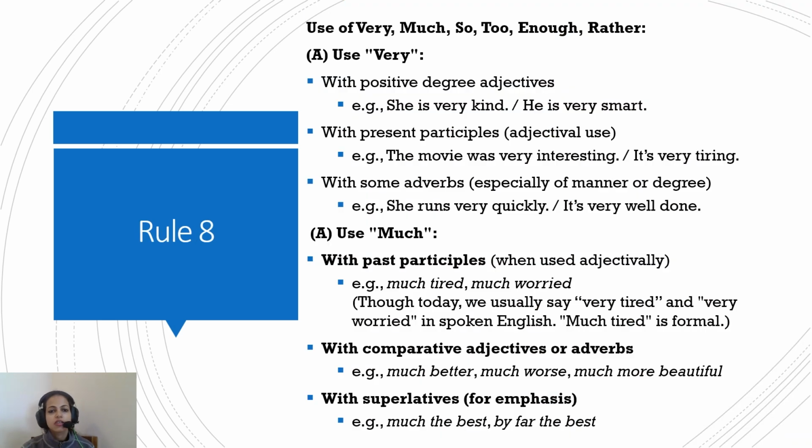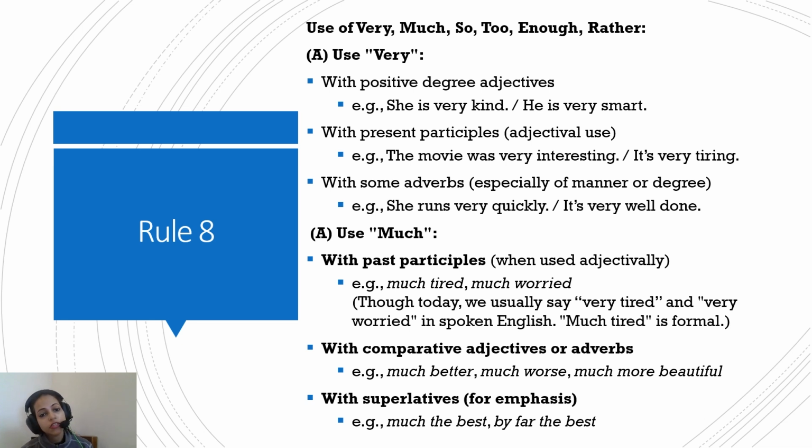Now, rule 8. In this, we'll discuss the use of very, much, so, to, enough, rather. So, how do we use very? There are three situations where the word very would be better to use with the positive degree of adjective. We know the three degrees of adjectives: positive, comparative, and superlative. Positive is the most basic one. "She is very kind." Kind is the positive degree of adjective, so very can be used before that. "He is very smart." Smart, smarter, smartest. Smart is the positive degree adjective, and hence we can use very before that.